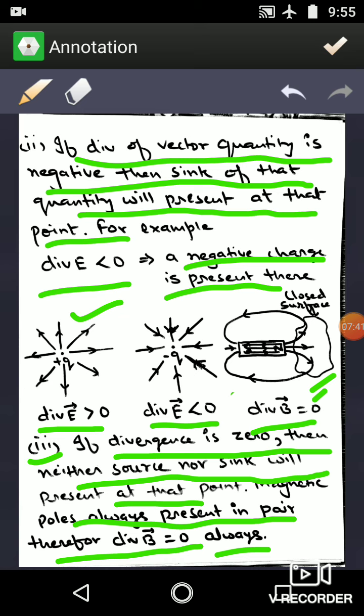Now I am summarizing my talk about physical significance of divergence. If divergence is positive, a source will be present at that point. If divergence is negative, a sink will be present at that point. If divergence is 0, neither source nor sink will be present. If both are present, then strength of both poles will be equivalent.